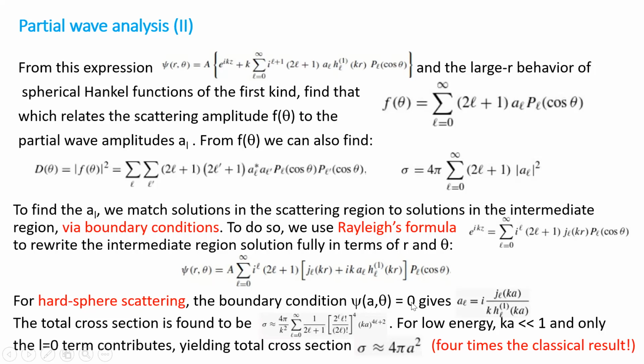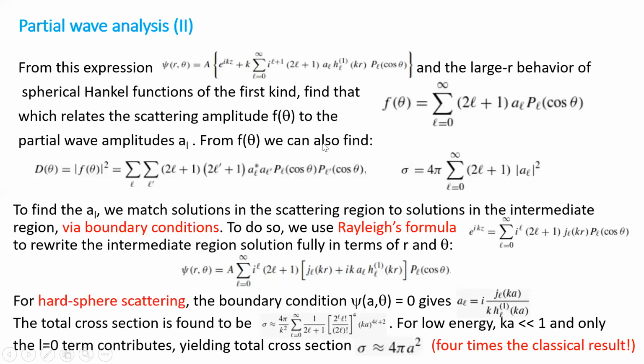Because if it's a hard sphere, the incoming plane wave can't penetrate the hard sphere, because the hard sphere means the potential goes to infinity. So at the edges of the sphere, we have the wave function being 0. So to match that boundary condition, this intermediate region must be 0. And the only way it can be 0 is if this term in brackets is 0.